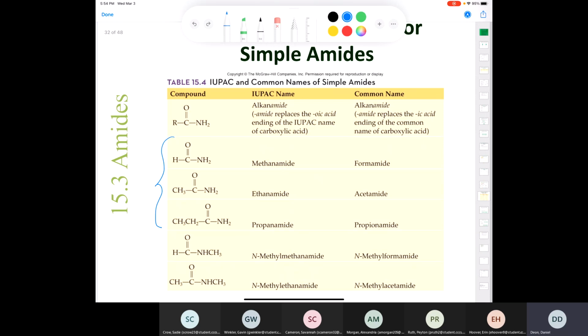What would their common names be? The common names would be formic acid, acetic acid, propionic acid. So we have formamide, acetamide, and propionamide. And then they just help you out with some secondary amides down here. We have N-methyl methanamide, which would be N-methyl formamide as the common name, and then we have N-methyl ethanamide, which would be N-methyl acetamide.